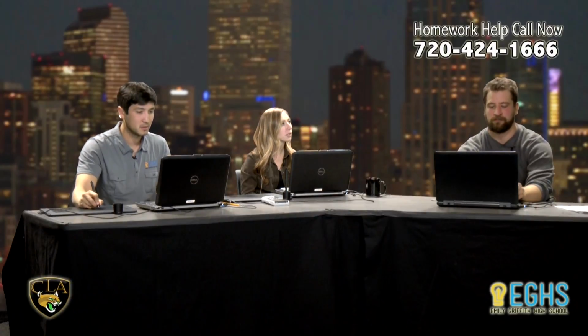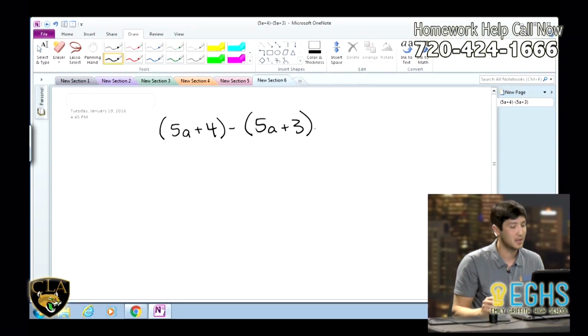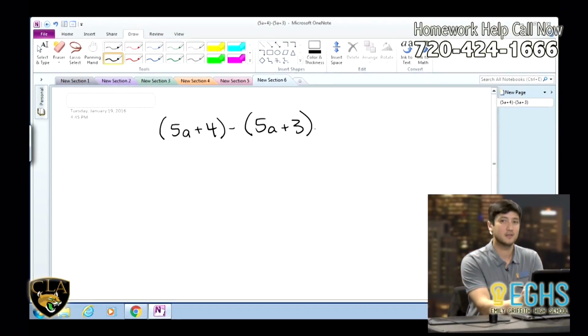I guess we're simplifying, right? It didn't mention it, but I'm making the assumption that this is going to be a simplification, and the main reason is you don't see any equal signs. There's no equality. There's really nothing to solve for.